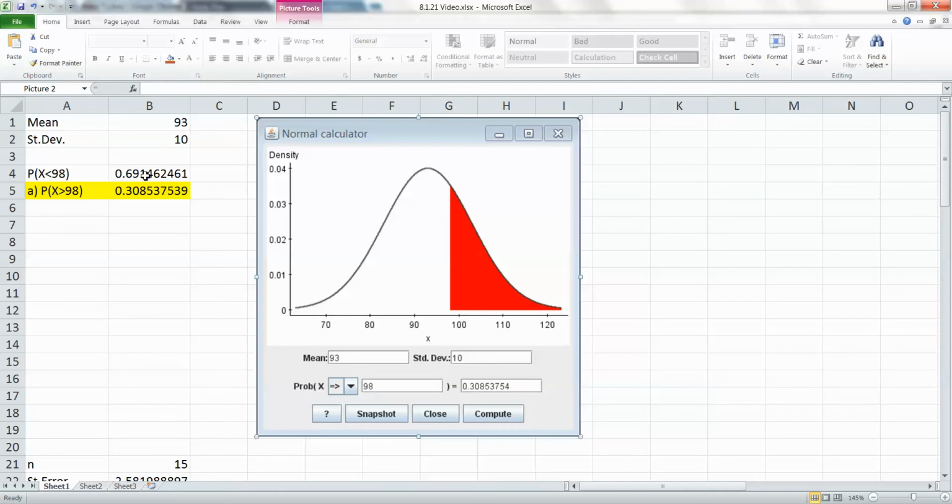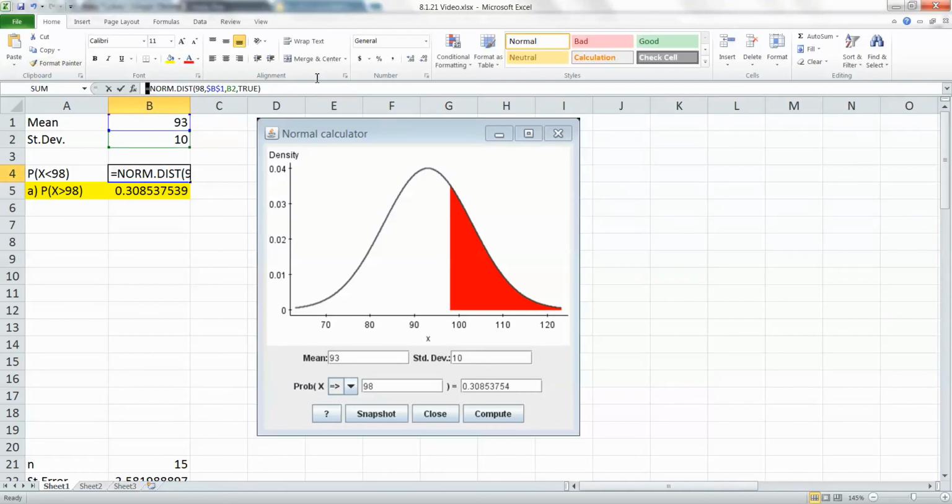So the norm dist function finds the area on the left. So what I did was I found norm dist 98 comma my mean, which was 93, and I gave that dollar signs. So I said cell B1, but give it dollar signs because I don't want the mean to ever change. It's always going to be 93. And then the standard deviation is B2, but that doesn't have dollar signs because that is going to change as the problem progresses. And we always say true for norm dist functions.